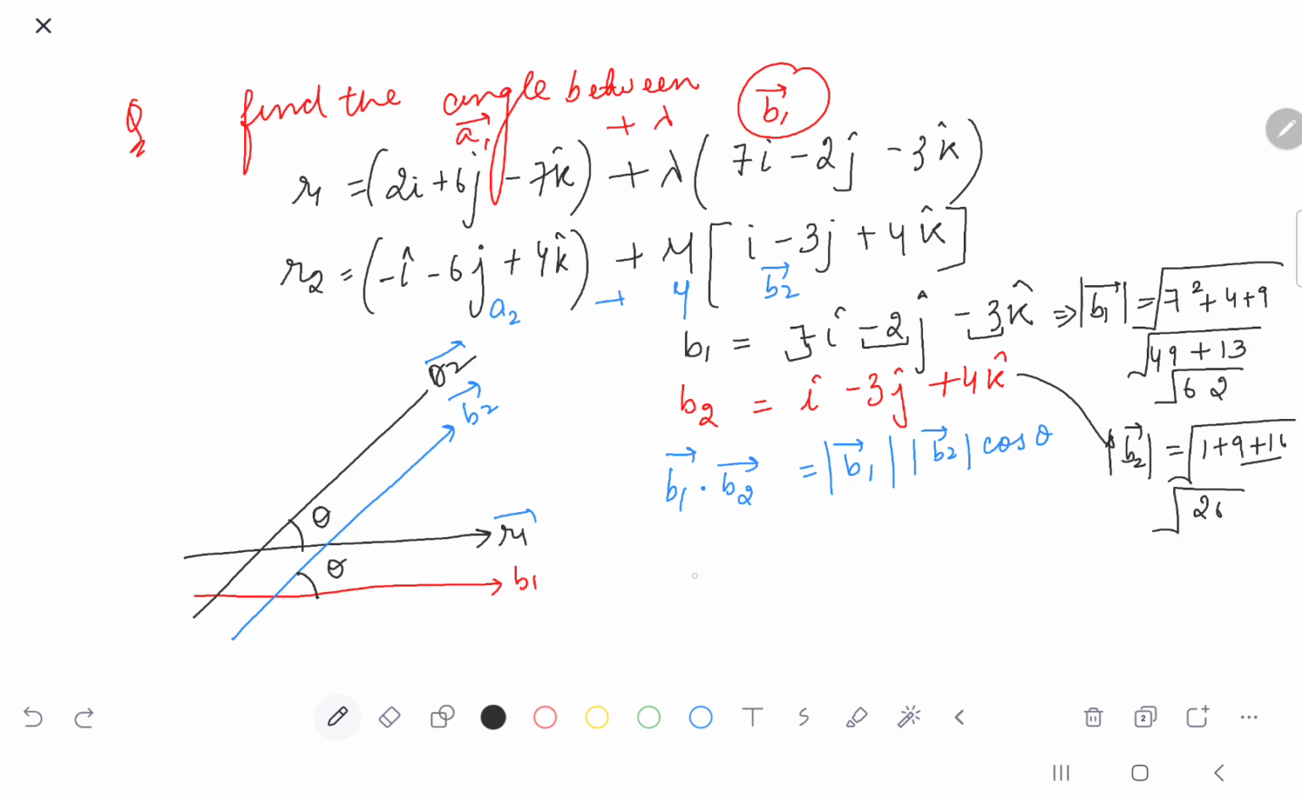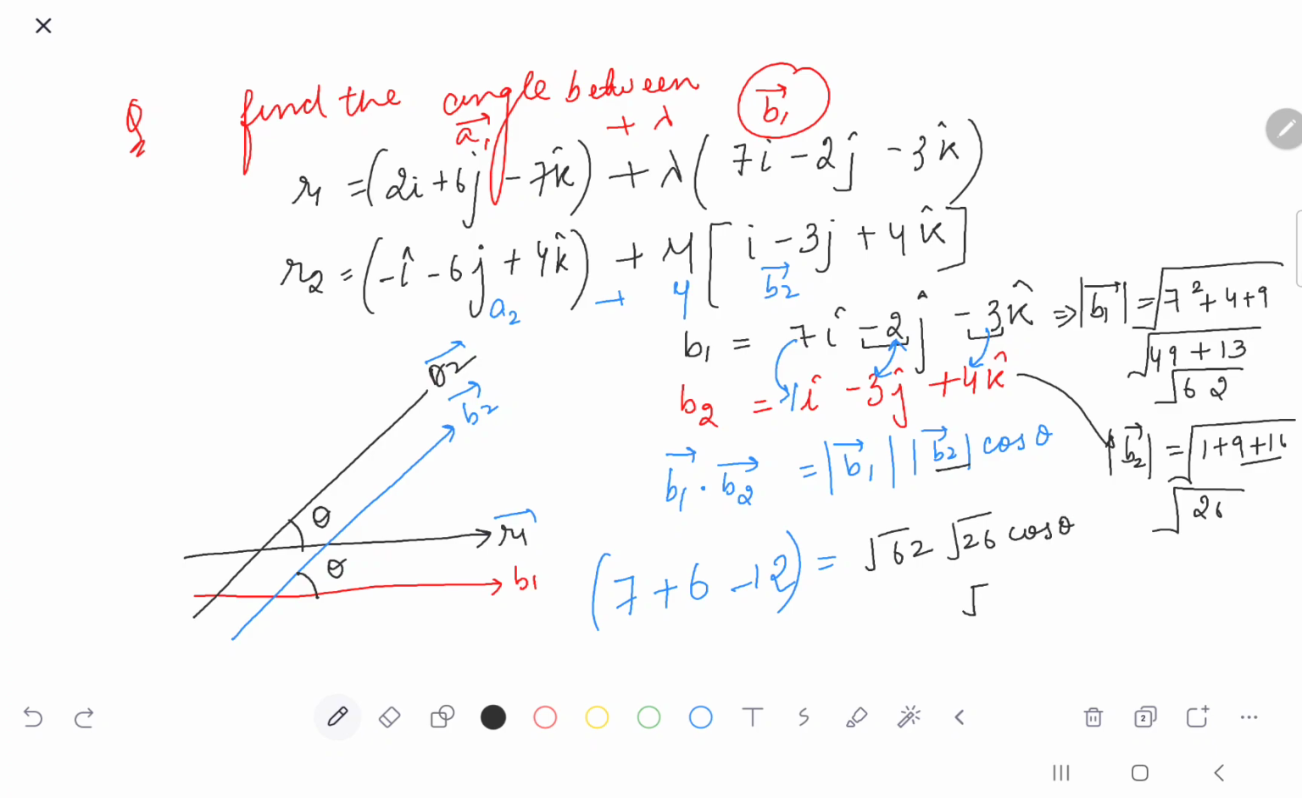So what is B1 dot B2? How do we do the dot product? I times I, j times j, and k times k. 7 times 1 is 7. Minus 2 times minus 3 is 6, plus 6. Minus 3 times plus 4 is 12, minus 12. That's how we do the dot product. And B1's magnitude is root 62, B2's magnitude is root 26, cos theta.